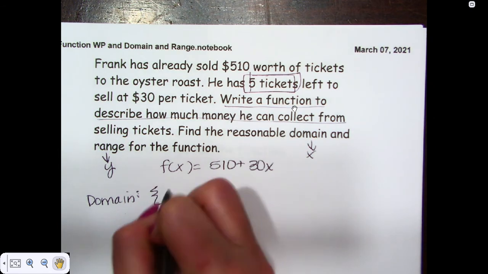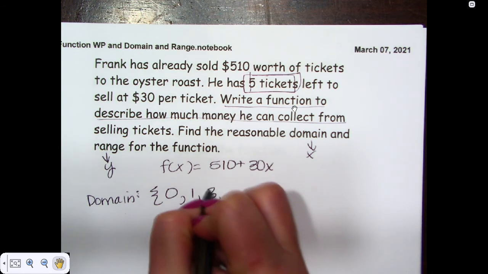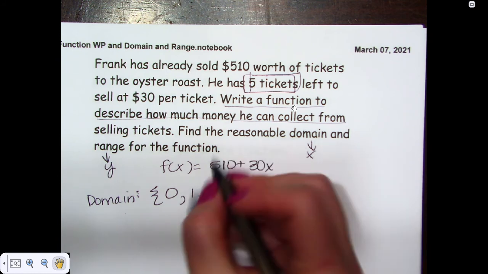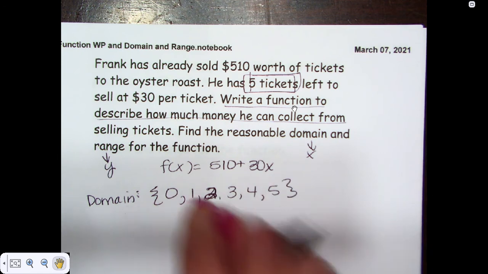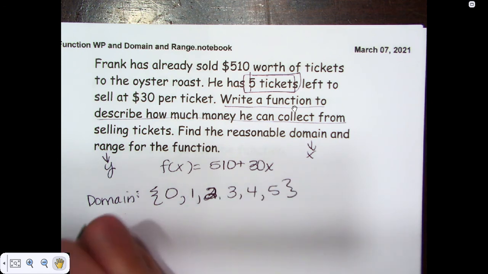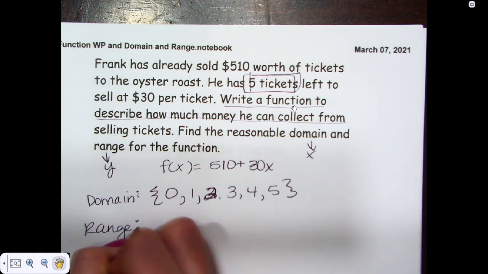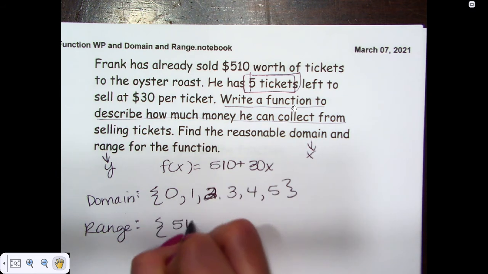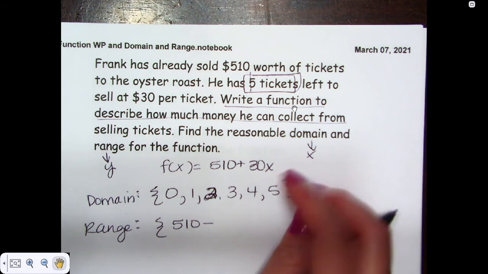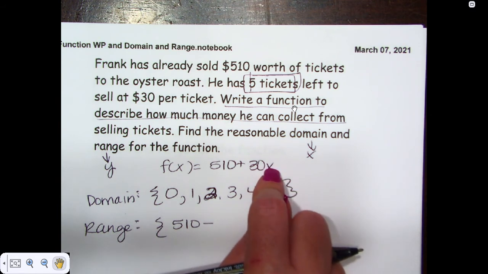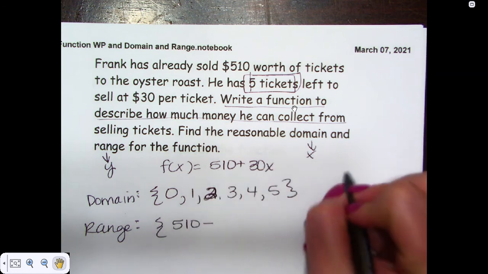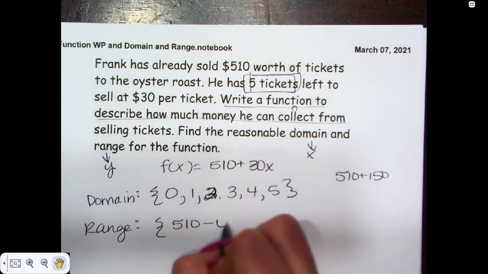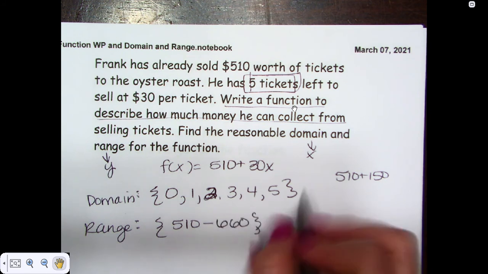So our domain is going to be 0, 1, 2, 3, 4, or 5. Okay, he can sell none, no more. He can sell 1 more, 2 more, 3 more, 4 more, or 5 more. And then your range would be, what do you get if you plug those numbers in? So if I plug a 0 in for X, I get 510. If I plug 5 in for X, I get 150, so it would be 510 plus 150, which is going to be 660, and that's going to be our range.